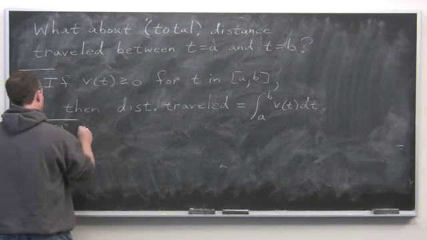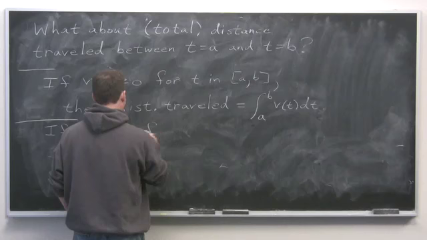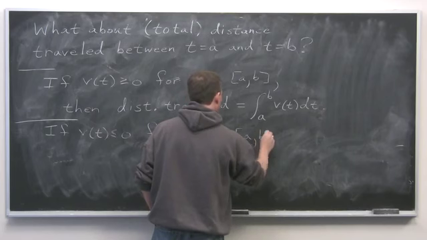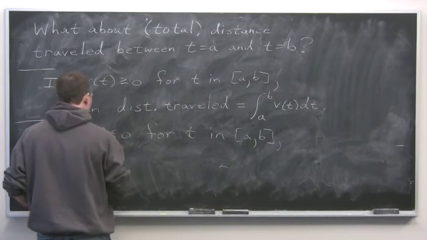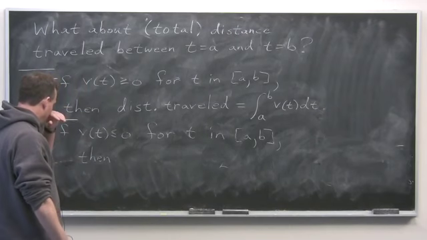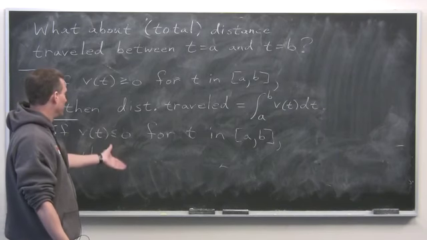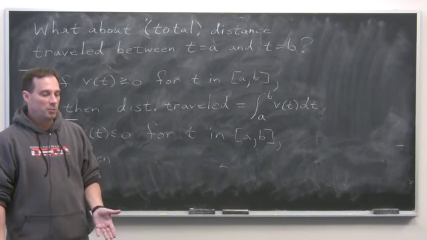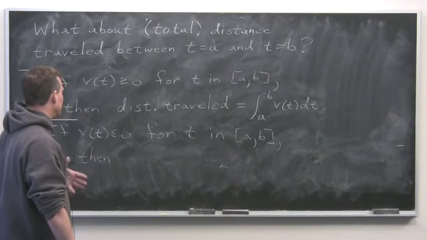What if your velocity is always negative, or less than or equal to 0 for t in [a, b]? Then you're always headed in the negative direction. Well, then your displacement's going to be negative, but your distance traveled would be negative that displacement, right? If you're heading in the negative direction, maybe your displacement is negative 6. But that means you traveled 6 units in the negative direction, so your distance traveled is 6.